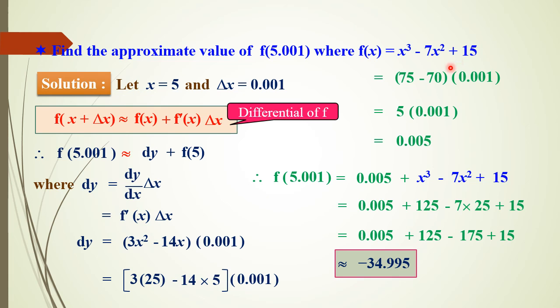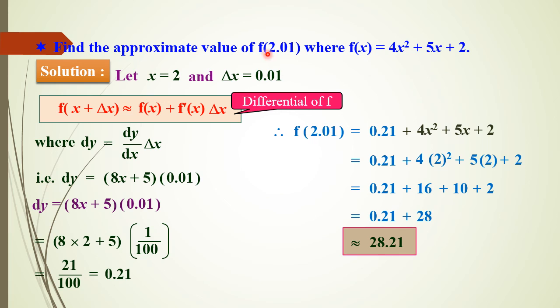Next, find the approximate value of f of 2.01. Same procedure here also, but the x value must be 2, the delta x value must be 0.01. First of all, differentiate the given function. F dash of x can be written as 8x plus 5. 2 is a constant term, its derivative will be 0. So 8x plus 5 into delta x can be written as 0.01. After simplifying this term, the result will be 0.21.